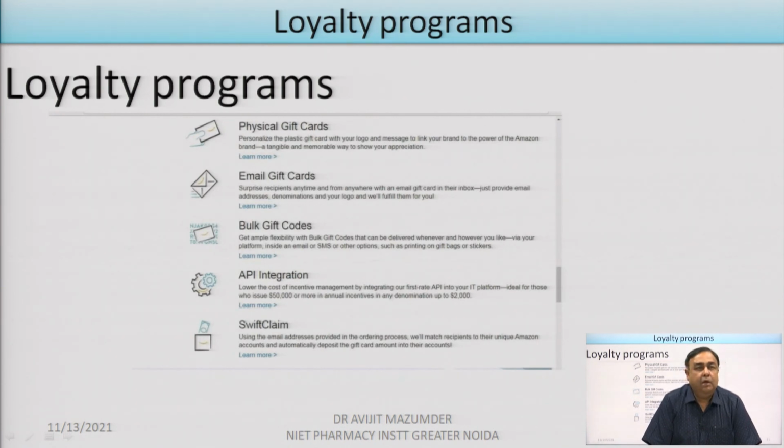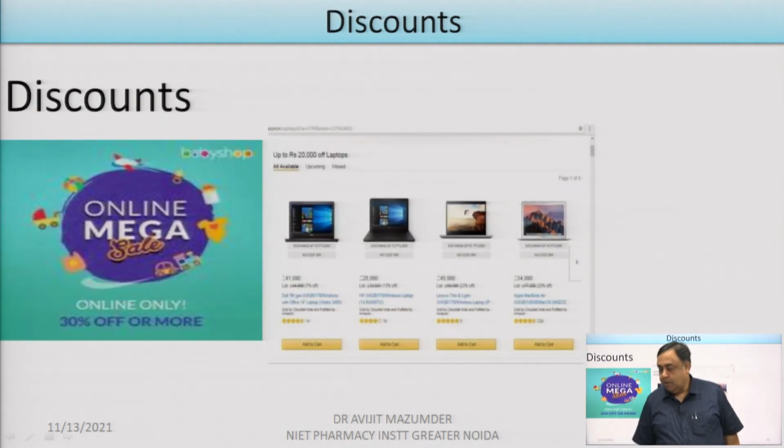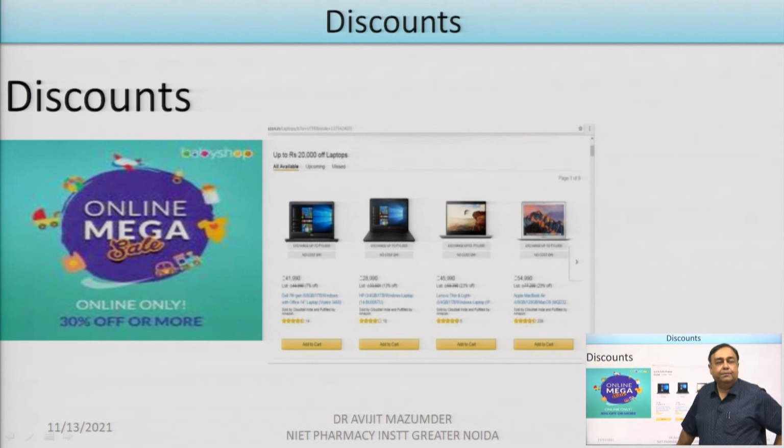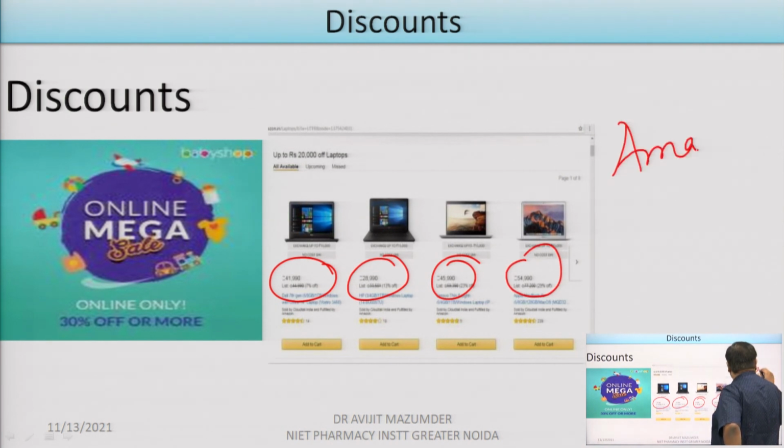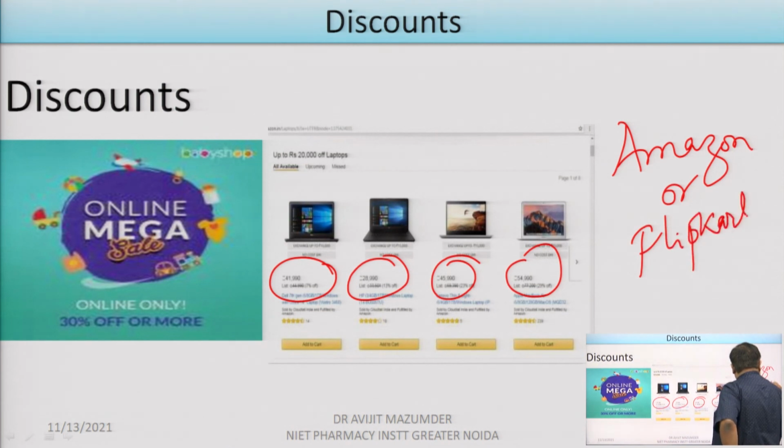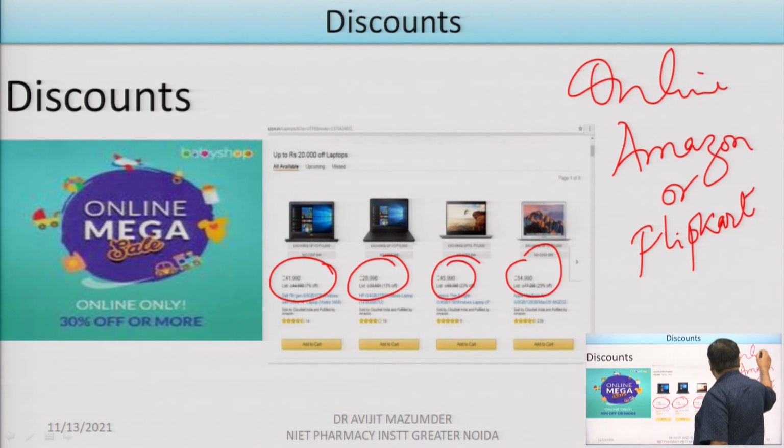Next, we are coming to the loyalty program. The loyalty program includes various gift cards which are given physically, various gift cards given across mail, bulk gift codes and sweep claims. Next, we are coming to the discount, again given in the online mode. Various discounts are given. You see, there are price discounts. This you will find on Amazon or Flipkart. They are nothing but the online approach.